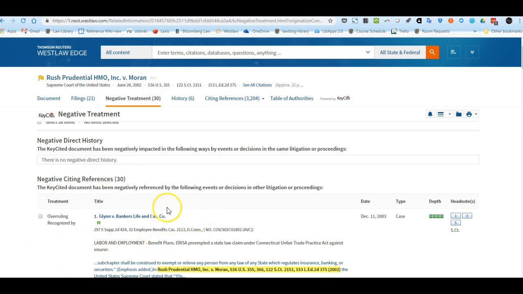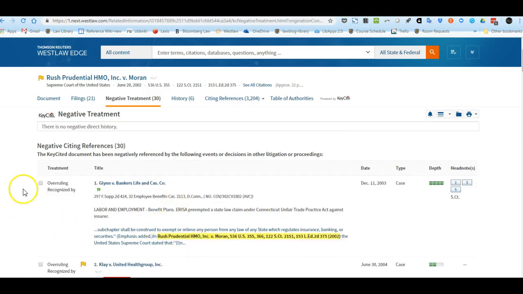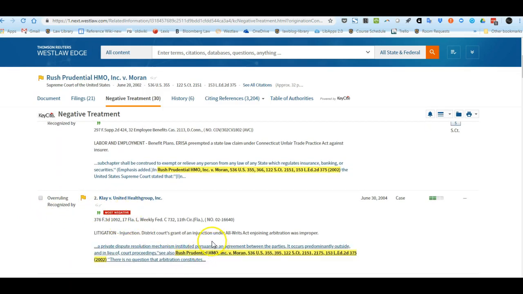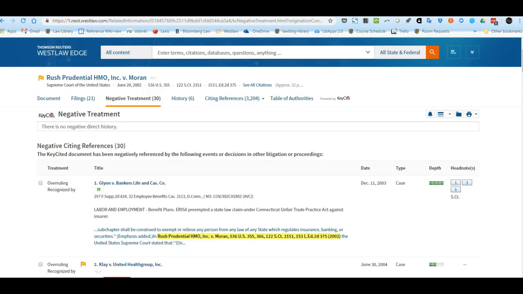And then here are the negative other cases. So here's overruling of Rush Prudential was also recognized in this other case, Glynn versus Bankers, and we already looked at the Clay case. So that is what you want to look at for validation purposes on Westlaw. Just for point of information, you can see these cases.